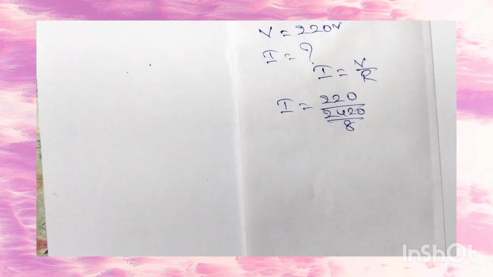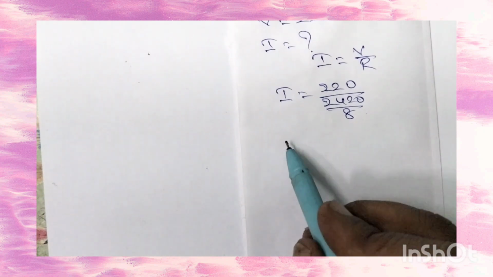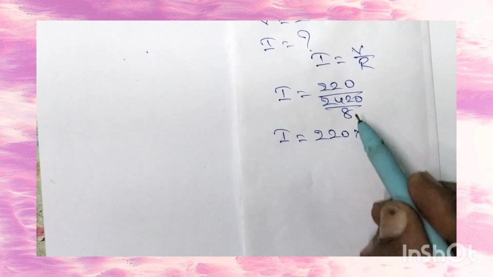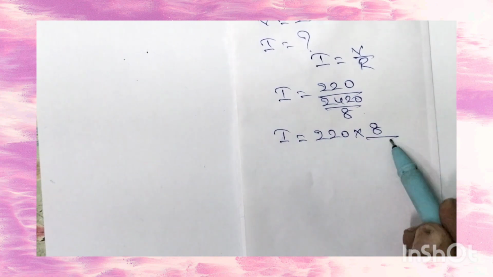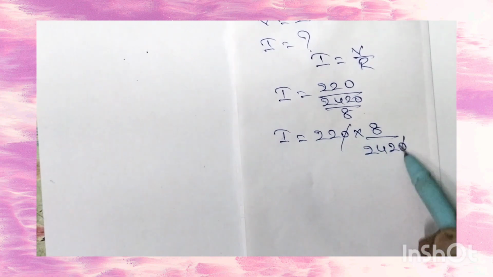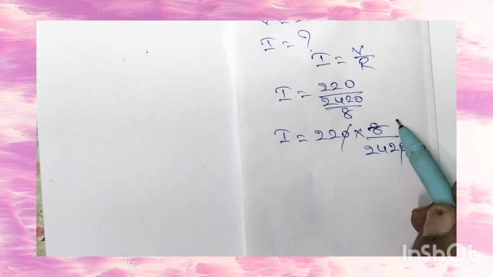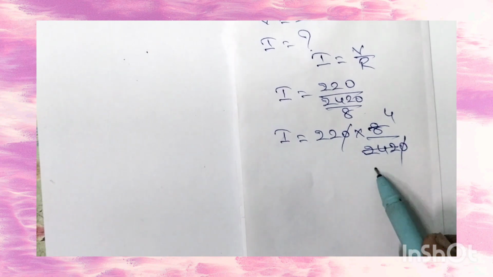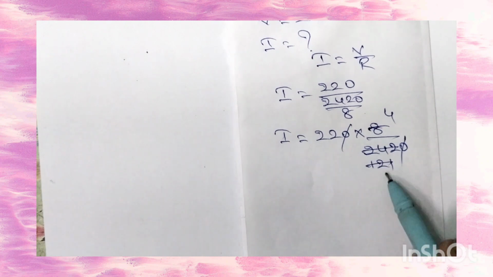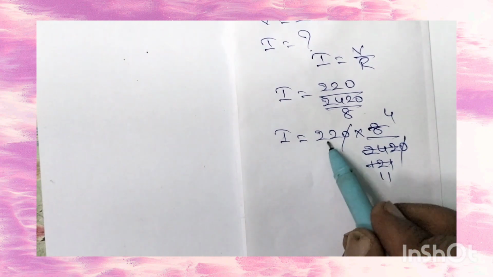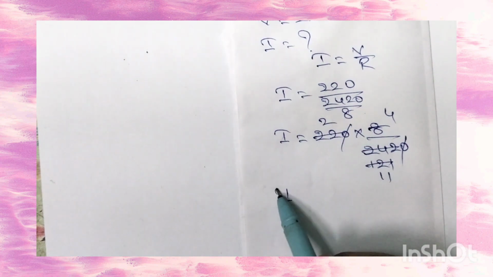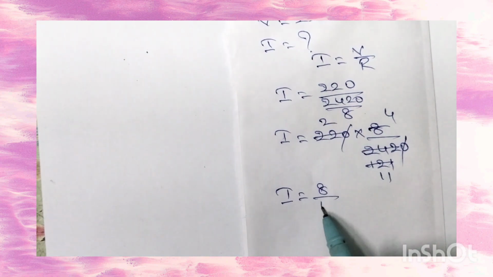So now if you simplify it, what will we get? I is equal to 220 into the reciprocal, so it will become 8 divided by 2420. So the 0 cancels. If I divide by 2, 2 4s are 8, 2 1s are 2, 2 2s are 4, then 11 1s are 11, so I is equal to 8 by 11.